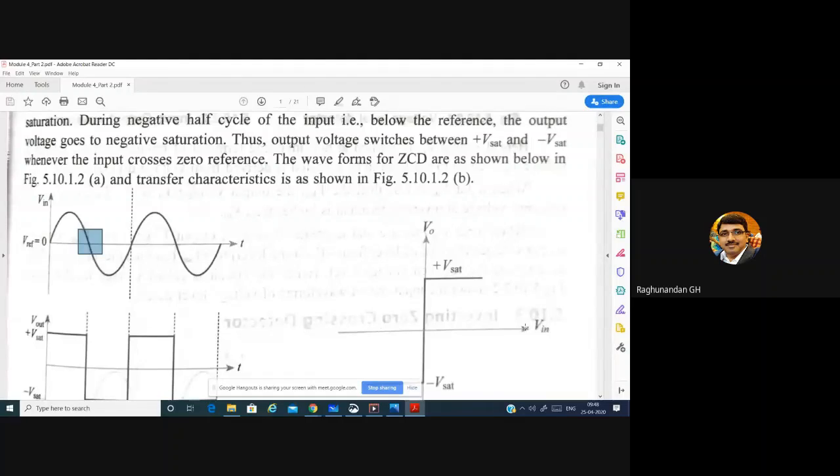Transfer characteristics is a graph which is going to tell you the variation of the output with respect to the input. It is not VI characteristics. Whenever you get output along the y-axis and input along the x-axis, that will be the transfer characteristics, not VI characteristics.